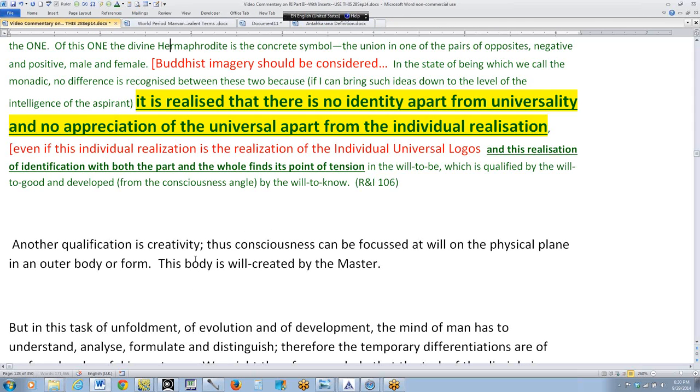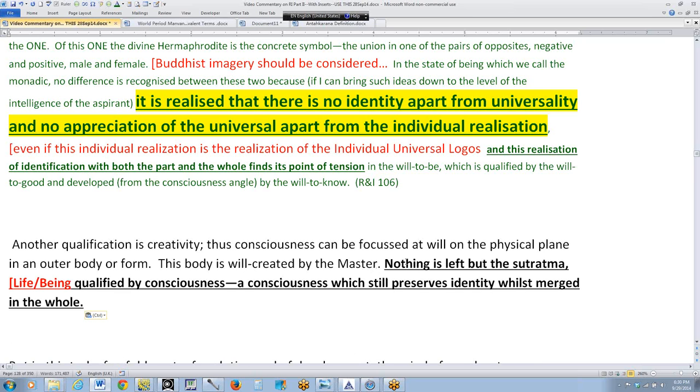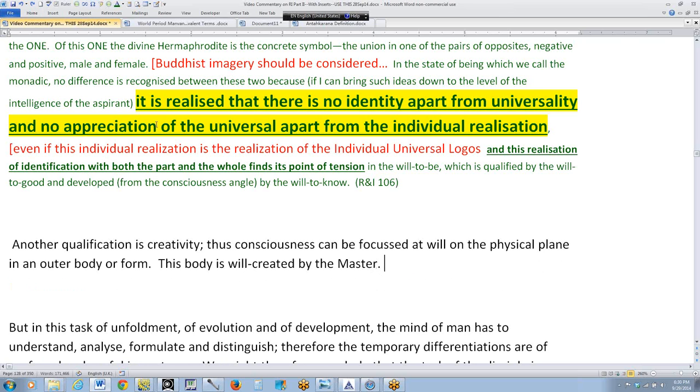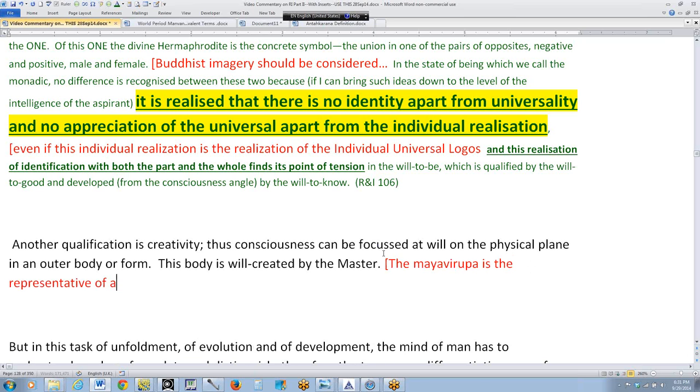Another qualification is creativity. Thus, consciousness can be focused at will on the physical plane in an outer body or form, and this body will be created by the master. So let's just say, no, that's not correct. A higher form of creativity. The mayavirupa is the representative of a higher form of creativity.